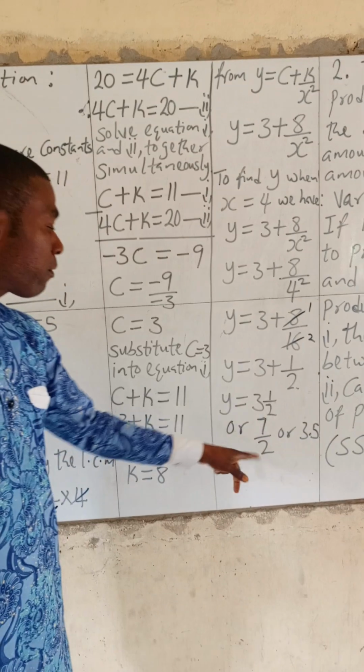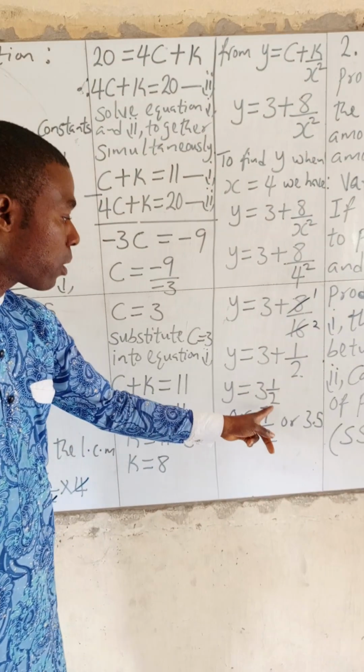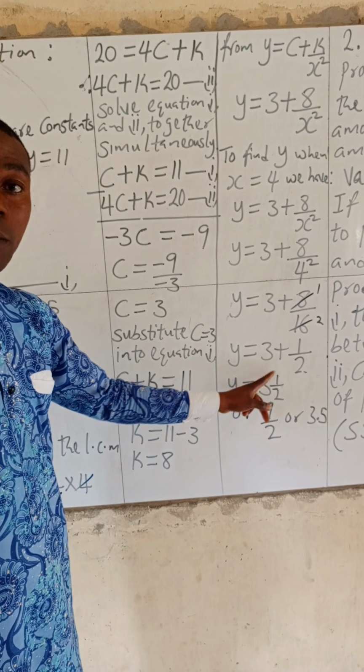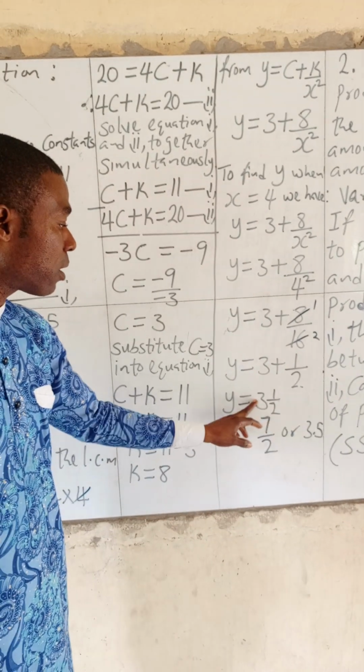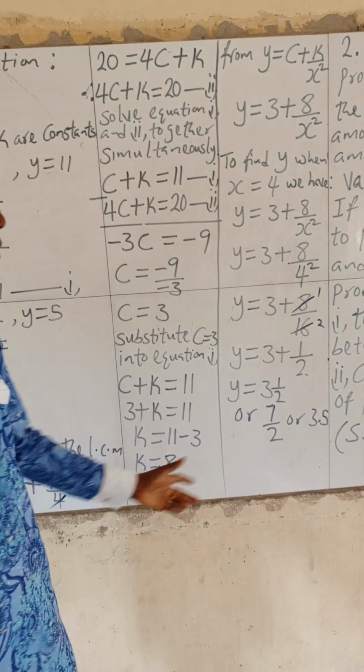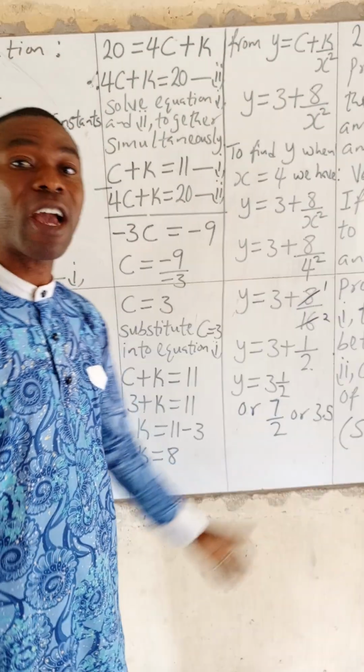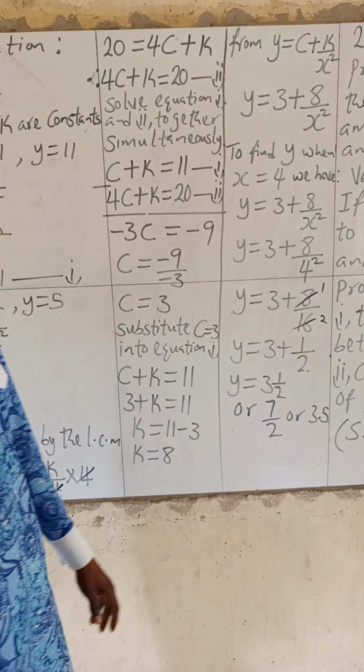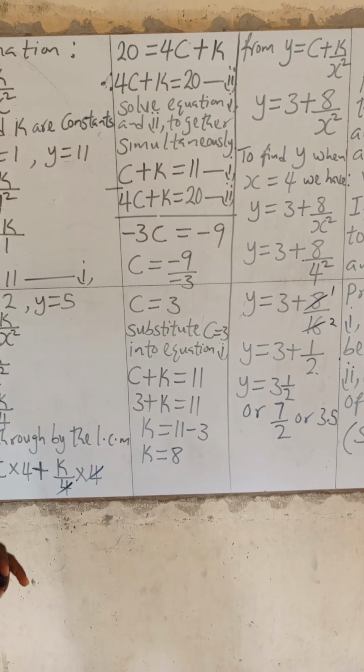So 3 and a half, you can change it to an improper fraction. This is a mixed number. So 2 times 3 gives us 6, plus 1 gives us 7 over 2. Or we can say 3.5. So this is the value of Y. So we are done with that example.